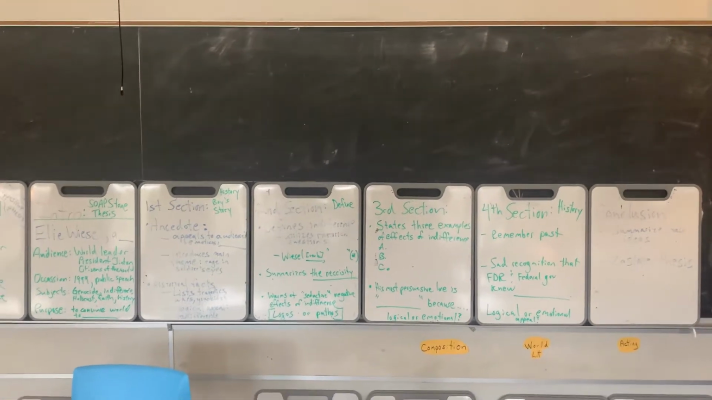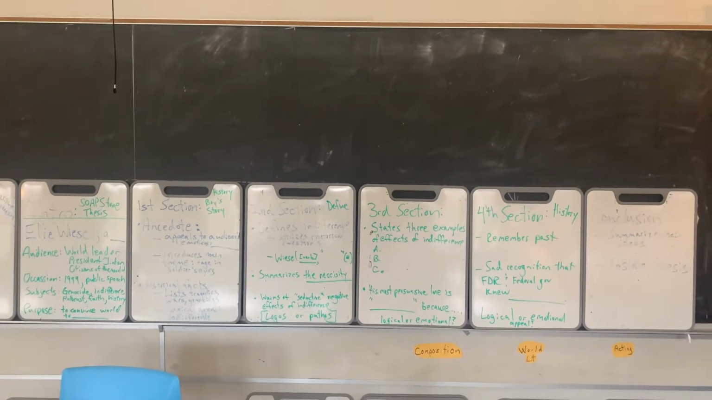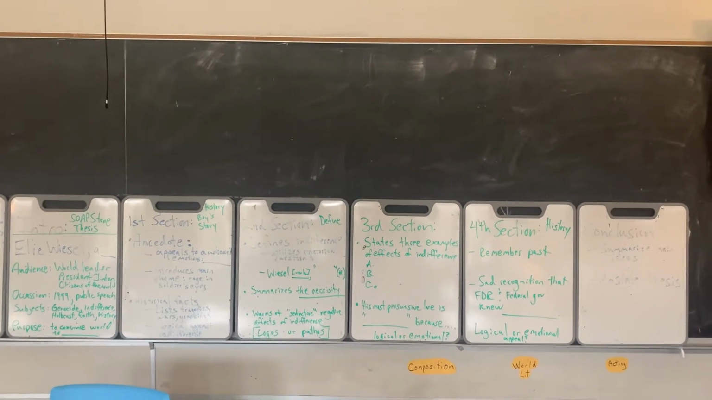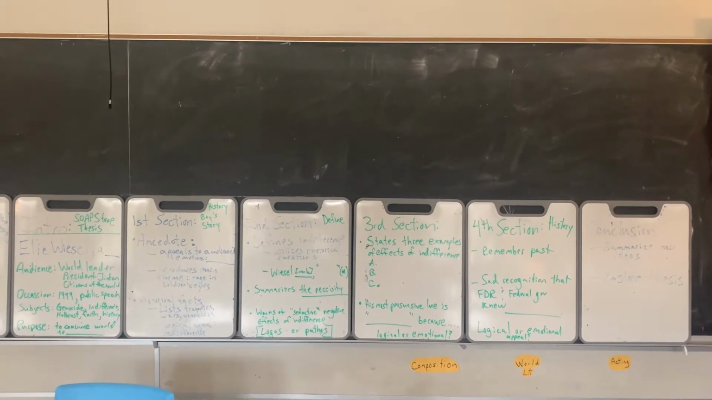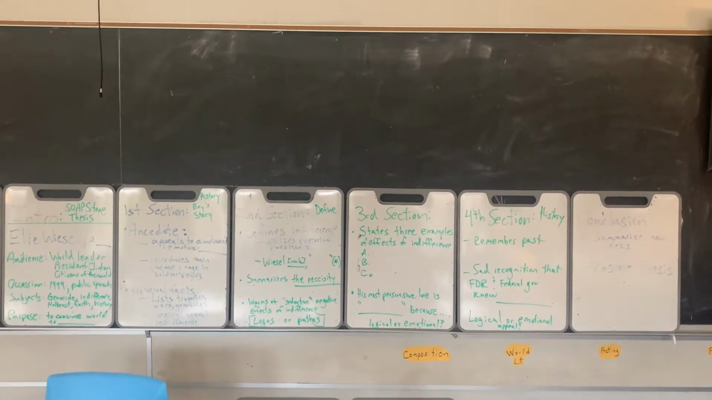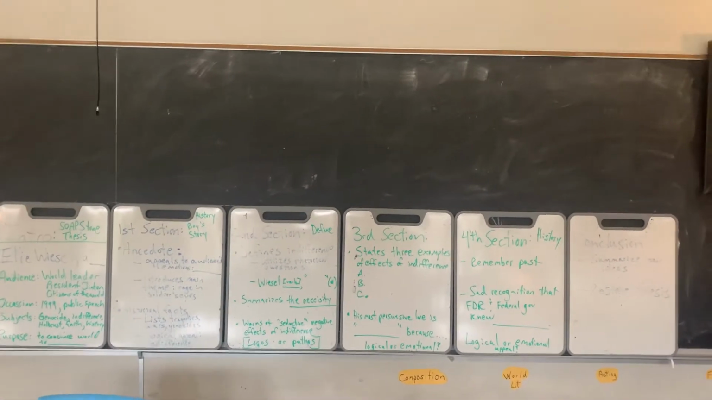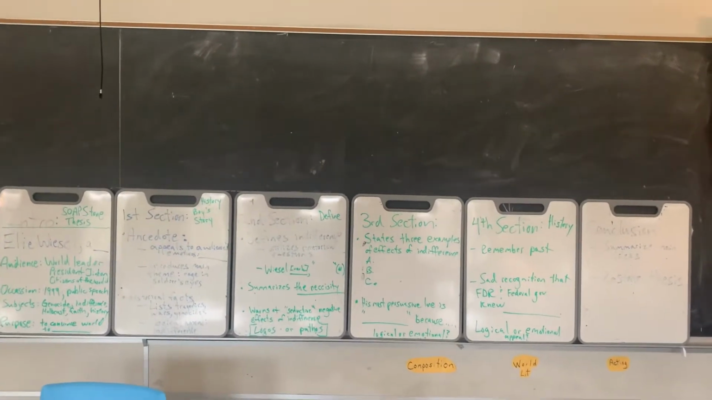Hi, class. So this is the structure of an in-class essay analyzing the rhetorical argument Wiesel's making. Each whiteboard would be one of my body paragraphs. When we're doing an in-class essay, especially for the SAT, it's best to go chronological order through the sections.